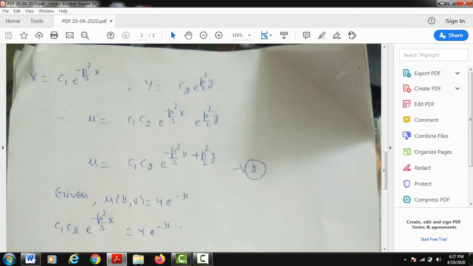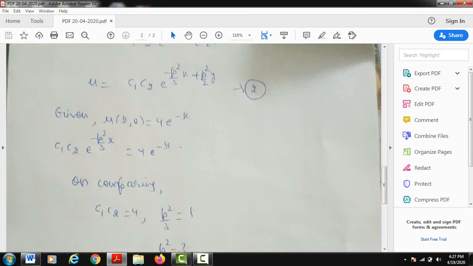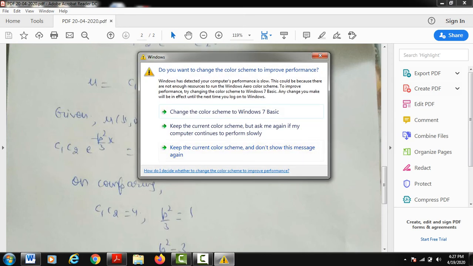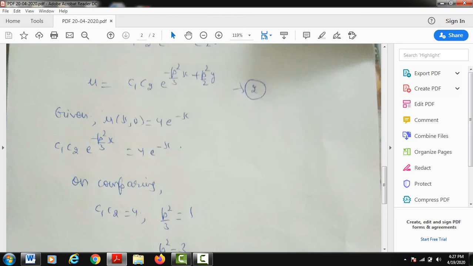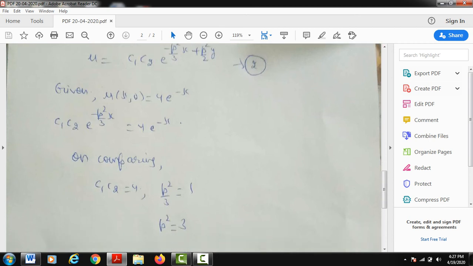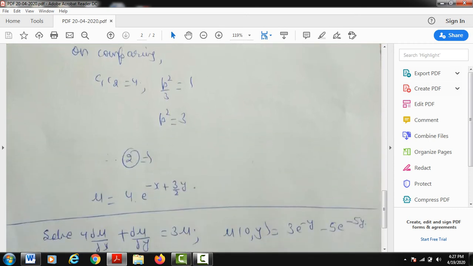Okay, students, if you compare it, on comparing I have written that the constant c1c2 is equal to 4, and the coefficient of x in the power of e, or you can say the coefficient of -x, on the left hand side is p²/3 and on the right hand side it is 1. If you simplify it, c1c2 is 4 and p²/3 is 1. So from here you can say p² is equal to 3.